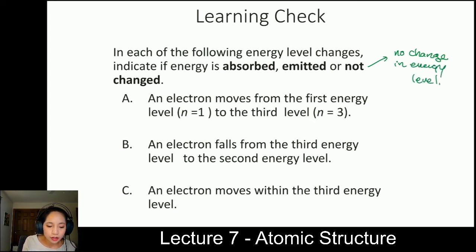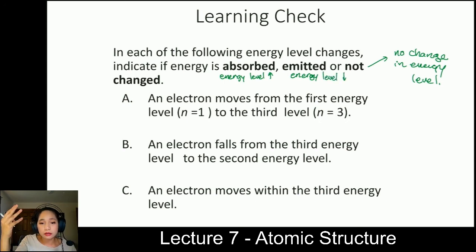And let's just remind ourselves, energy is absorbed, or a photon is absorbed, when the energy level increases or goes up in number, and then we have an emitted photon when the energy level decreases, or when an electron falls from a higher energy level to a lower energy level.